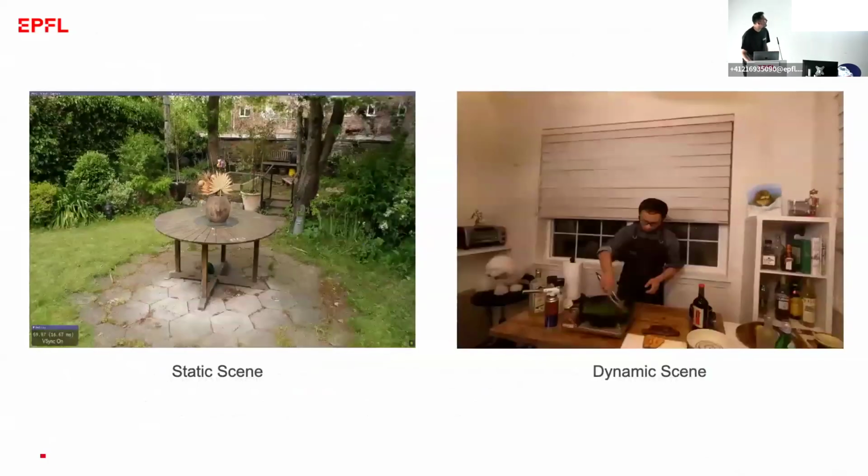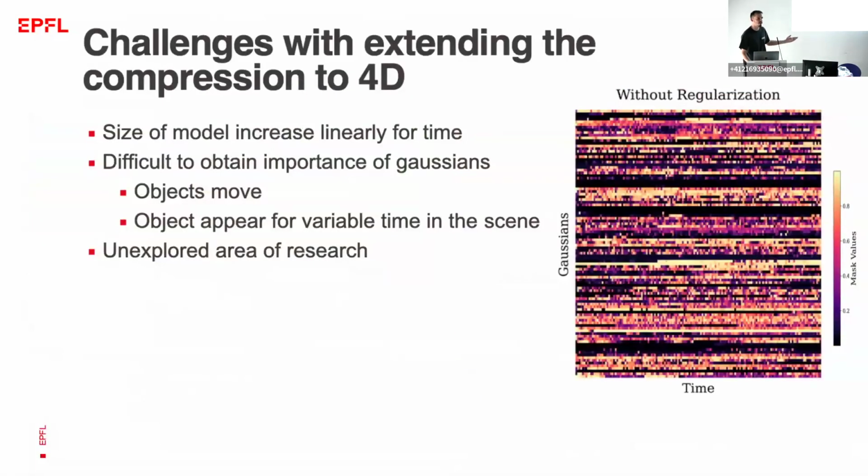So with dynamic scenes, it's very difficult to identify, for example, which Gaussian is important for the future frames that are coming. If we try to plot the importance for each, this is for a dynamic scene, and on the y-axis you have different Gaussians. For each one of them, you can see it's very fuzzy. In one frame it is important, in the next time frame it's not important. So this is what we don't want to see.